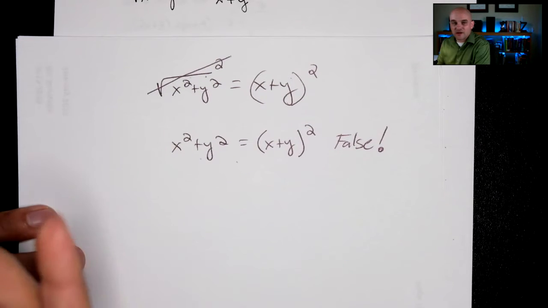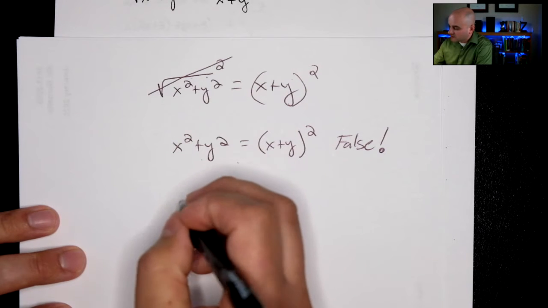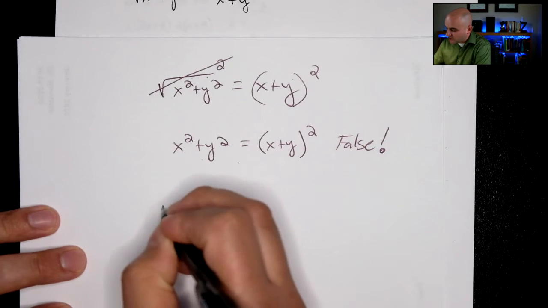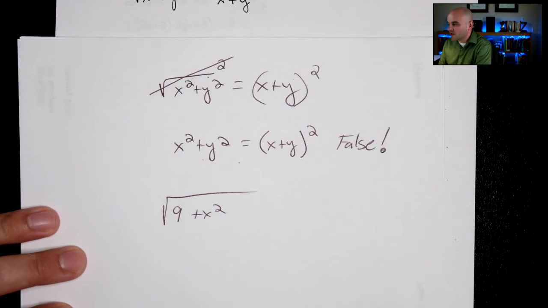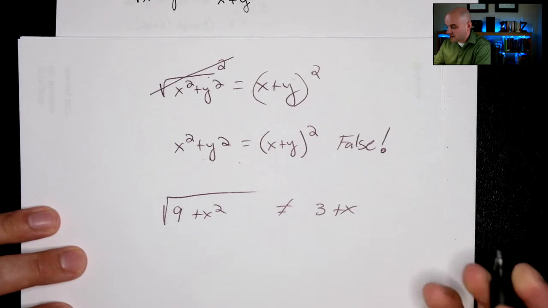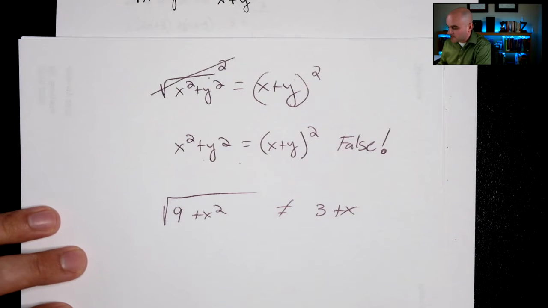Now, why do I give you both of these? Because they both show up. A lot of times we will be doing something with 9 plus x squared, and for some reason in the problem we're square rooting it, and students want to incorrectly say that that is 3 plus x, but it's not, okay? So don't fall for that trap there.